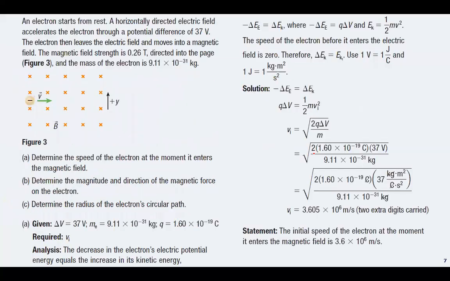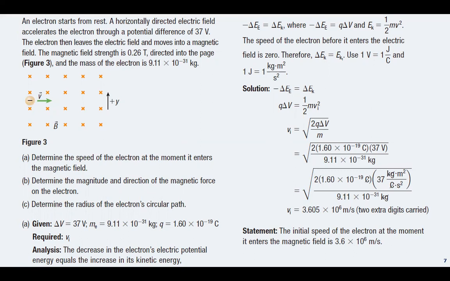Okay, then let's have a look at the solutions together. First question: we know the decrease in the electron's electric potential energy equals the increase in its kinetic energy, right? Which means negative delta EE equals delta EK, where negative delta EE is q delta V, and EK equals 1/2 times m times v squared. Also note that the speed of the electron before it enters the electric field is 0.